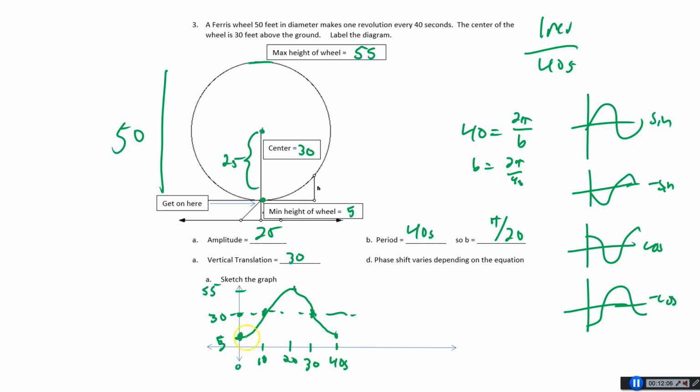And this is 0, so we could use negative cosine with no shift. We could use positive sine with a shift of 10. We could use positive cosine with a shift of 20, because we would start at a maximum point then. Or we could use negative sine with a shift of 30. All those would be okay. All right, so let's see here.